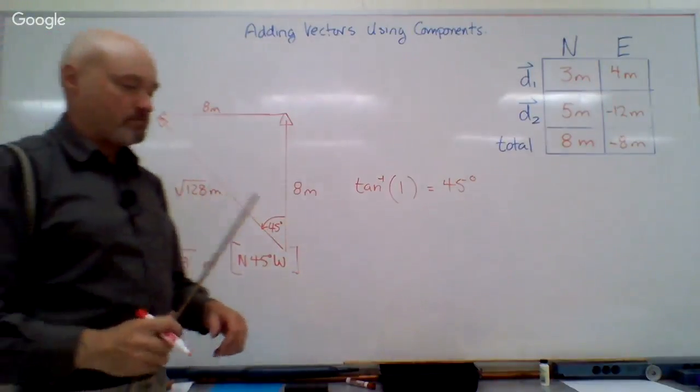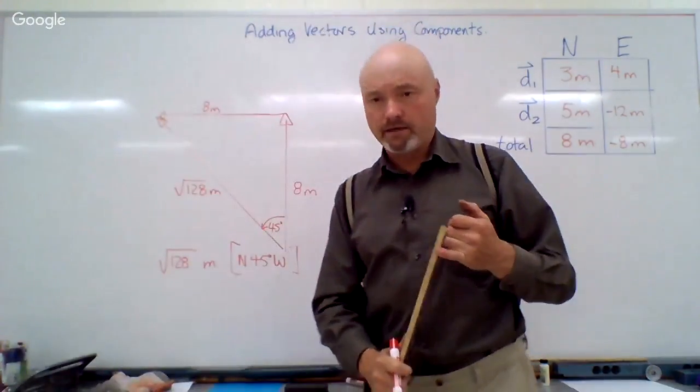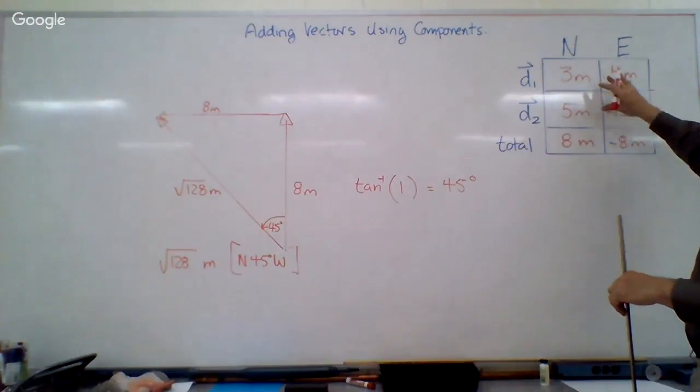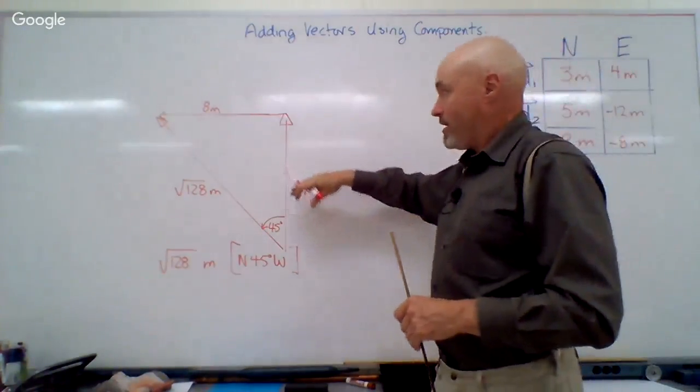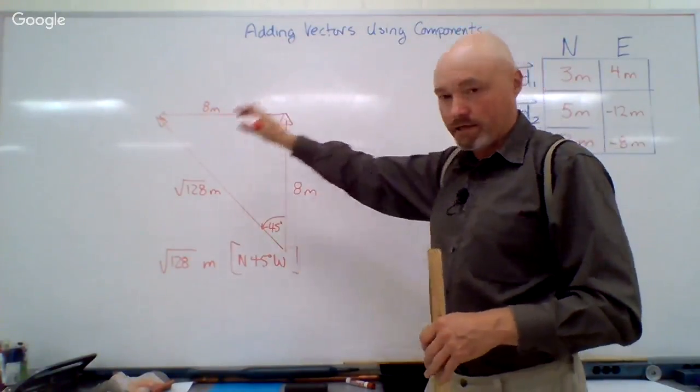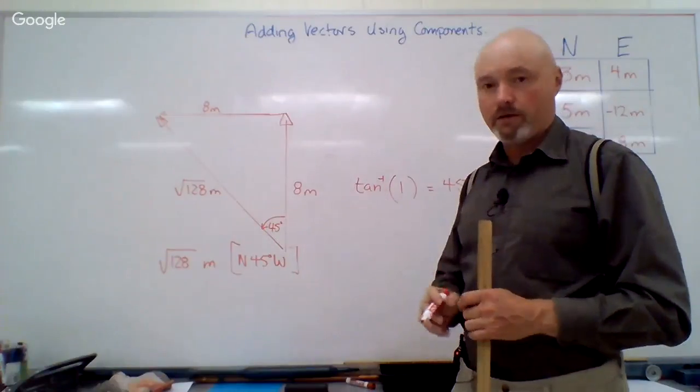That's my final answer. So break it into components with sine and cos. Add the components together. Use the table. It's a little bit easier. And then make your final triangle using your northerly and easterly components and figure out the dimensions.